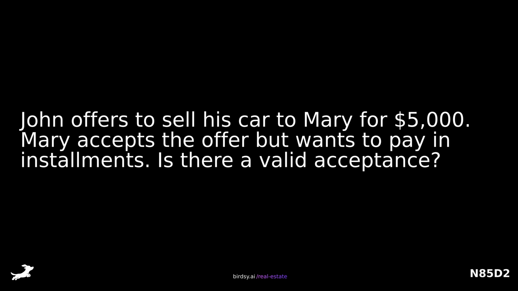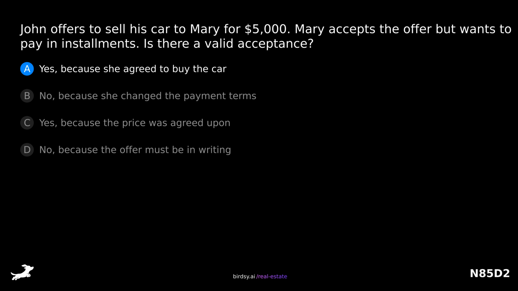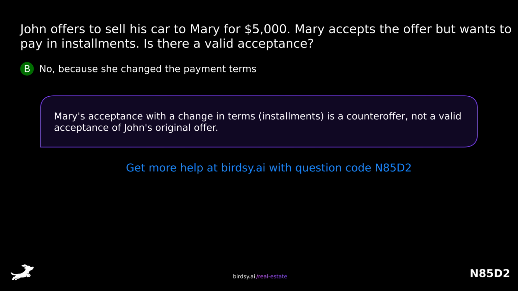John offers to sell his car to Mary for $5,000. Mary accepts the offer, but wants to pay in installments. Is there a valid acceptance? Is it A, yes, because she agreed to buy the car? B, no, because she changed the payment terms? C, yes, because the price was agreed upon? Or D, no, because the offer must be in writing? The answer is B, no, because she changed the payment terms. Mary's acceptance with a change in terms, installments, is a counteroffer, not a valid acceptance of John's original offer.